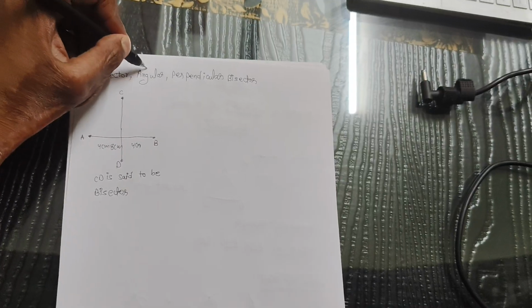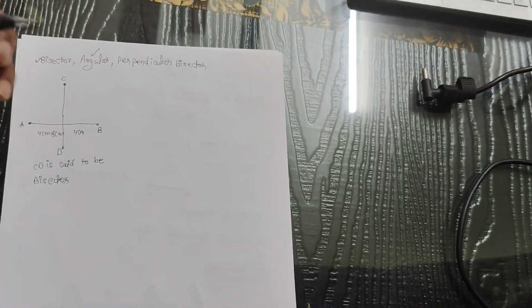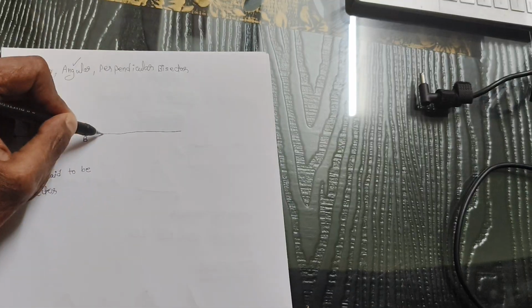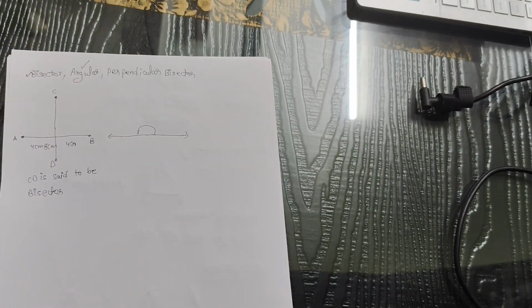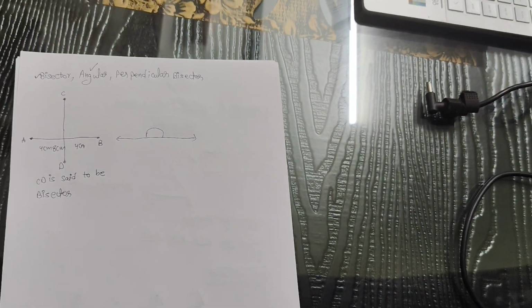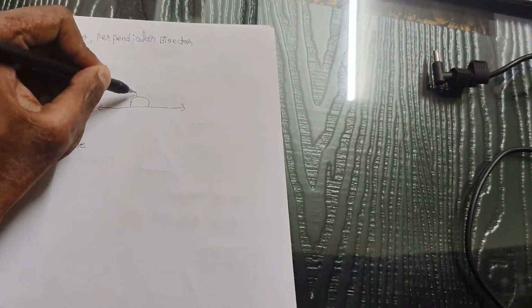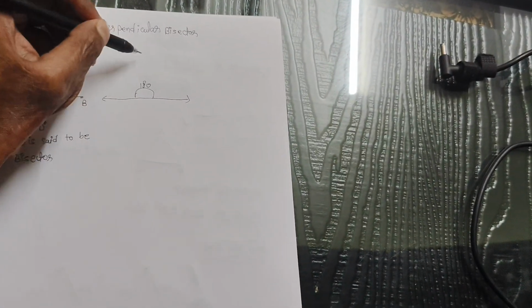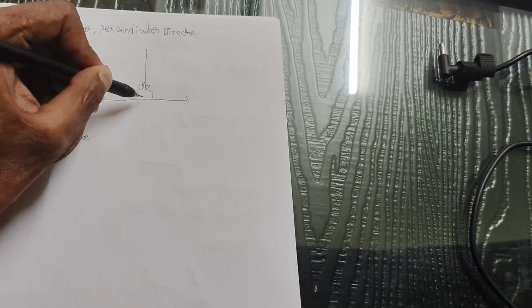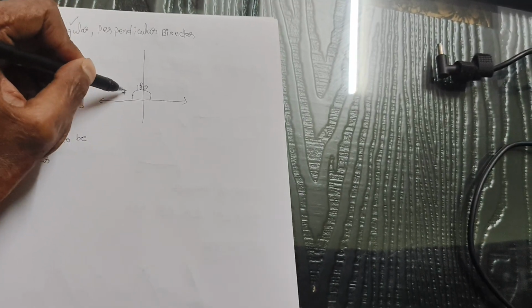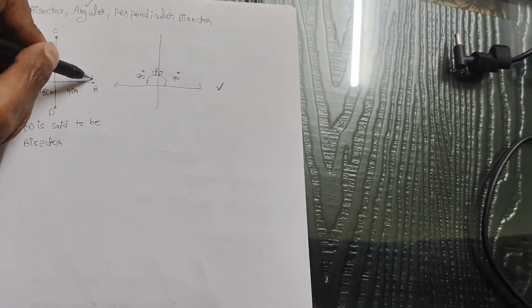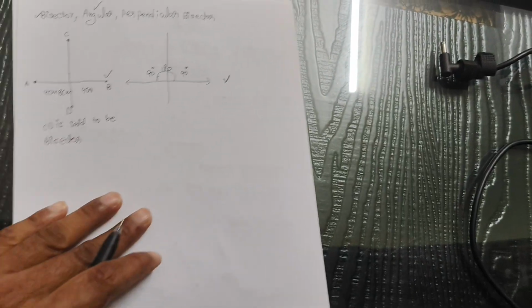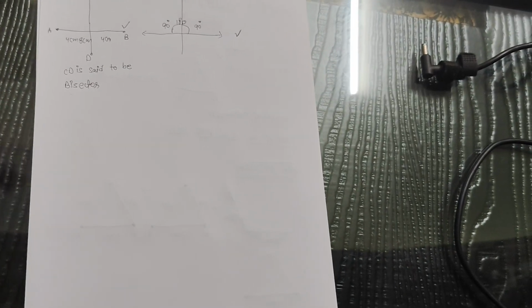The next one is angular bisector. For example, if it is a straight line, the line must carry the angle of 180 degrees. If a line is dividing that angle into two equal angles, 90 and 90, then it is said to be angular bisector. And the next topic is perpendicular bisector.